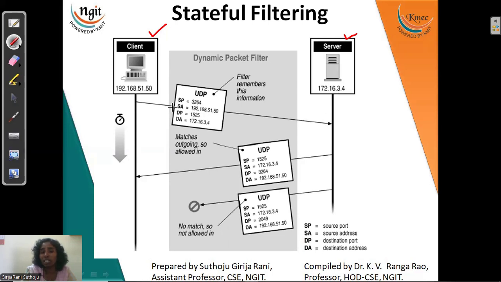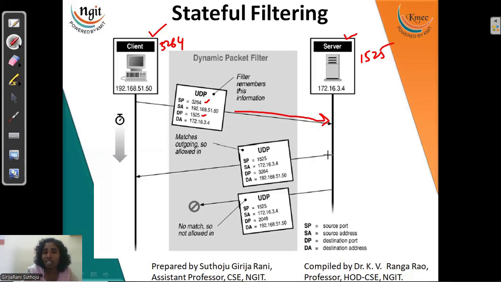Now, when the source is the client, it will have its own port number, that is 3264, and its source address as the IP address. The destination means it is holding 1525, and this is holding 3264. Now, port numbers are matched and the addresses are matched. So, we will continue with the process. The firewall will allow the process from client to the server.